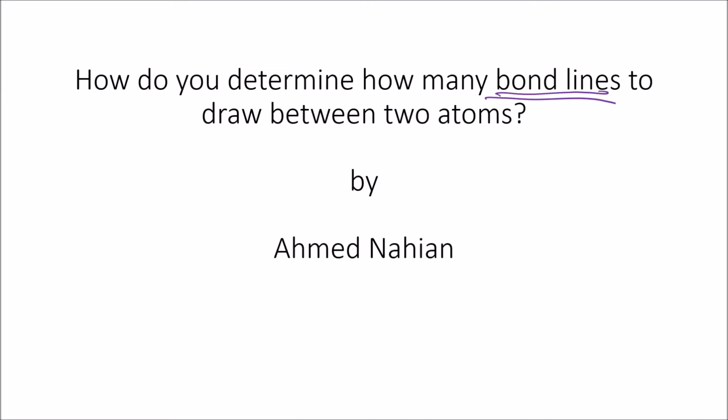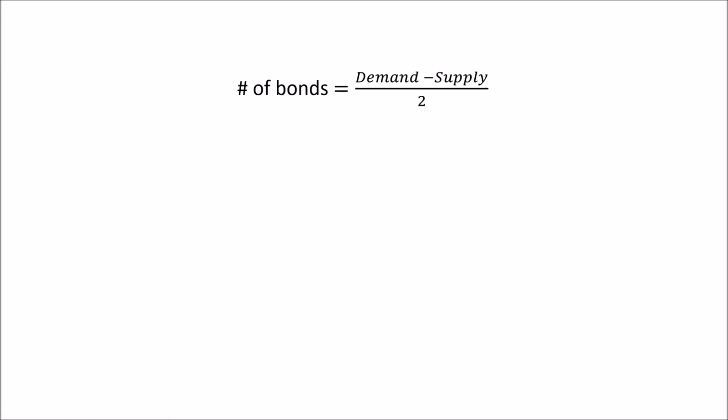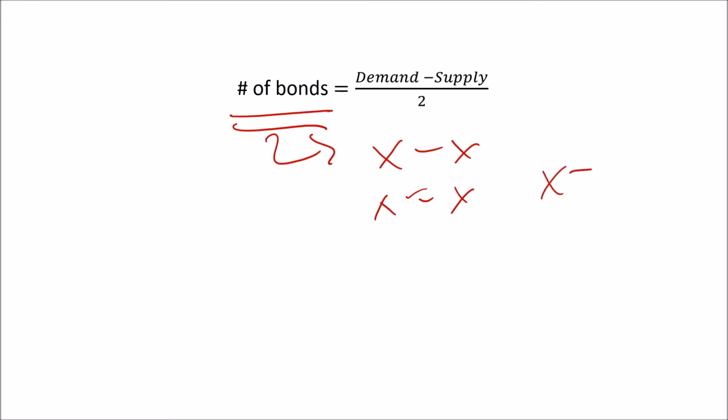But there is one equation which, if you understand well, you can pretty much crack almost all Lewis structures. And that equation is: number of bonds equals demand minus supply over 2. Hey, what does this mean? It's pretty simple. Number of bonds basically refers to, is it a single bond? Is it a double bond? Or is it a triple bond?